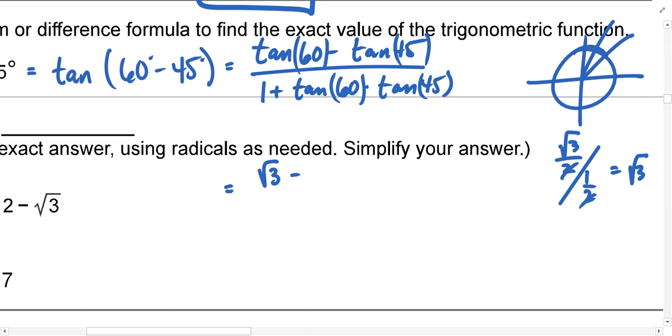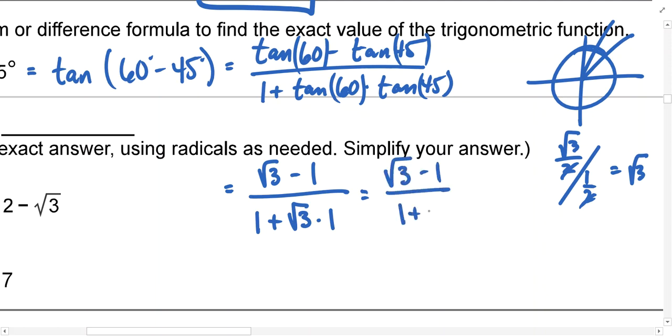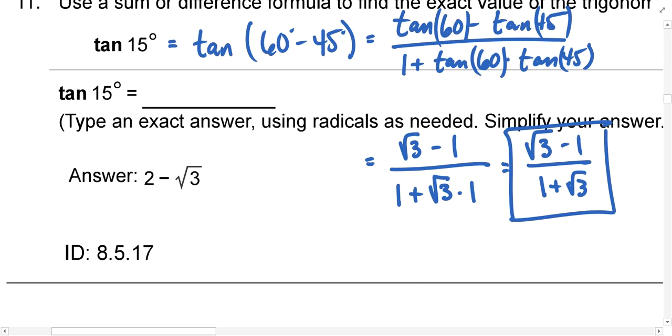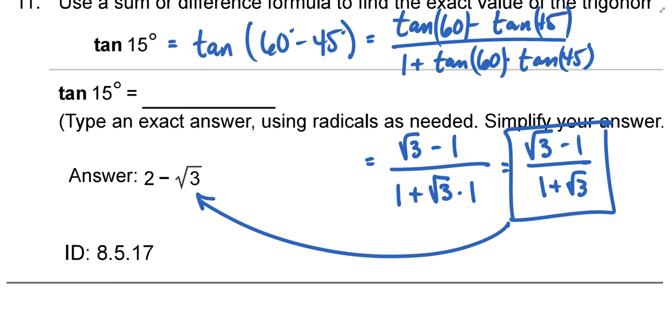Tangent of 45, the y divided by x in this position, is 1. And then we have 1 plus radical 3 times 1 in the denominator. And here again, radical 3 minus 1 over 1 plus radical 3 is a fine answer. That's what I would go with. However, if you use the tools in Math Excel to guide you through this, they'll go through the trouble of rationalizing the denominator. And again, I would argue that if your math was done correctly up to this point, Math Excel will accept this answer.